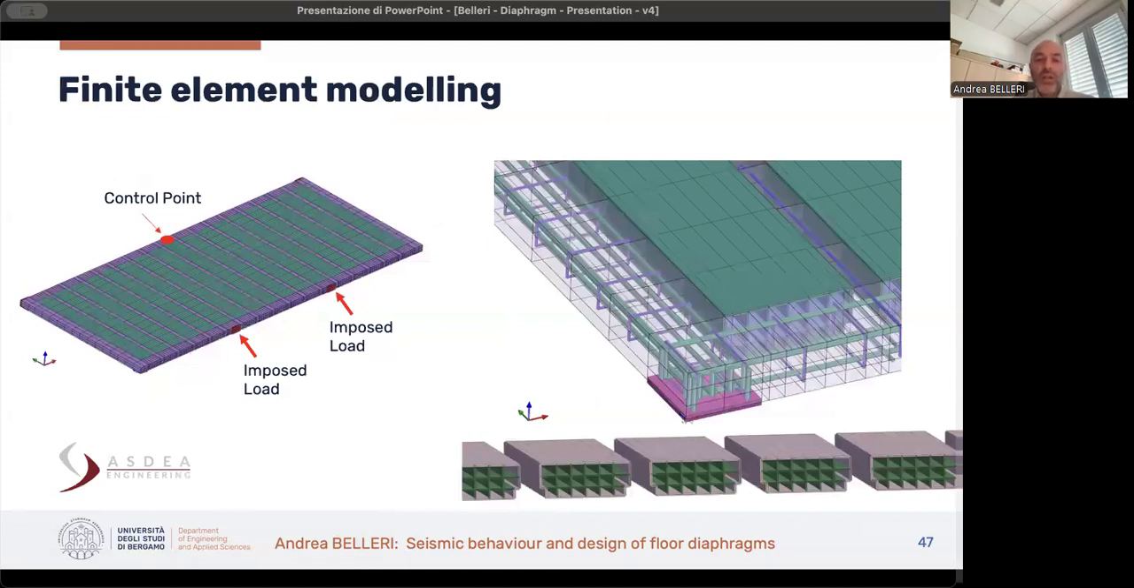In the project a firm also took part, Asda Engineering, which developed a very refined finite element model through the software STKO, implementing OpenSees. In this case, it was possible to model the whole diaphragm with the boundary conditions and imposed load. The elements were three-dimensional elements for the reinforced concrete beams, and rebars were embedded inside the beams. And the clay blocks were modeled with shell elements.